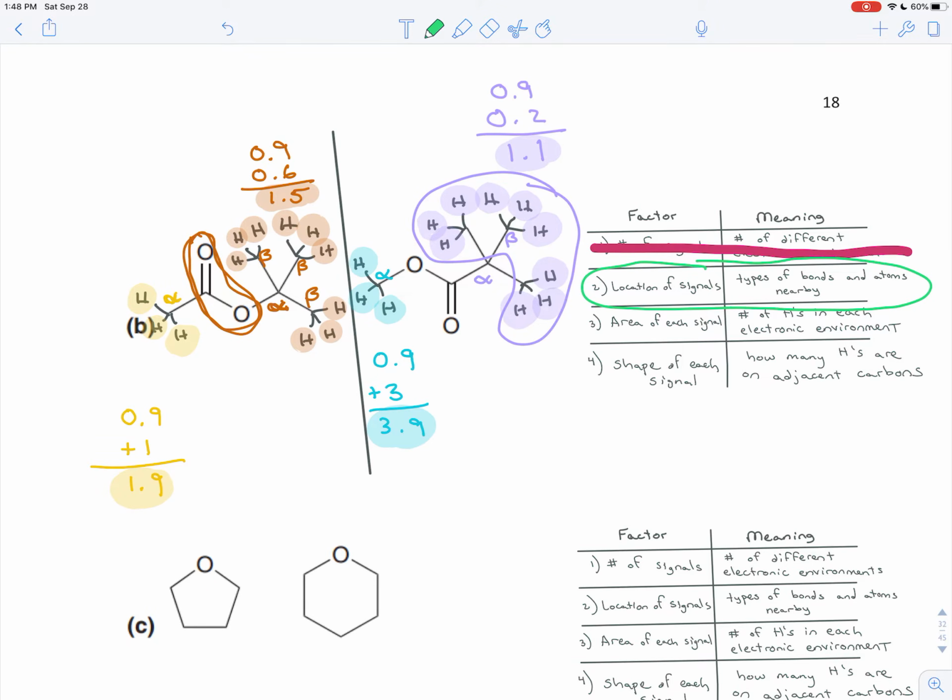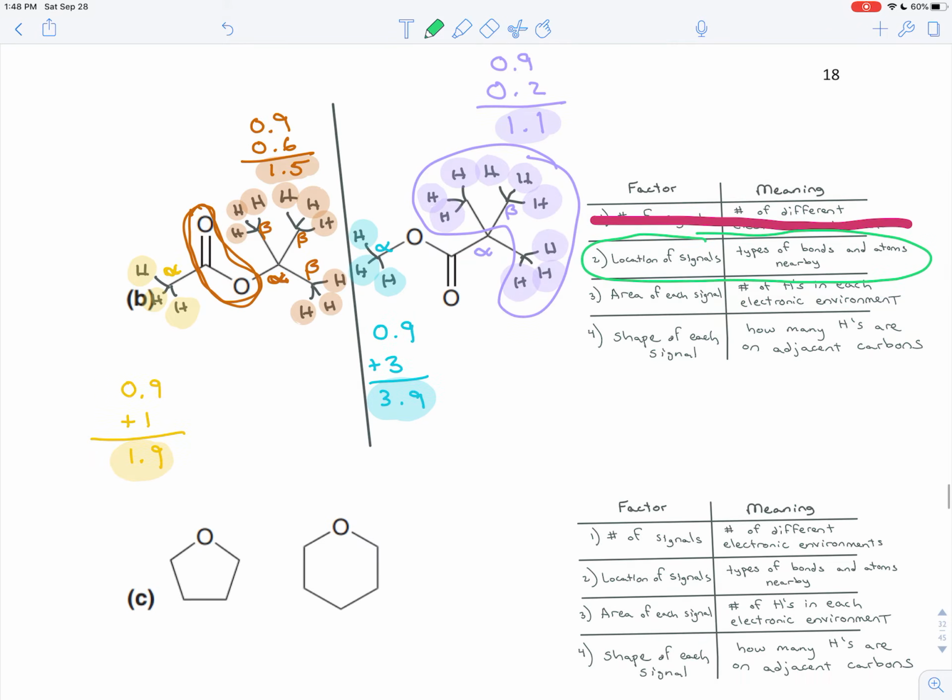And you wouldn't just want to say you can use the location of the signals, you would want to say where those locations would be to justify your assertion that you can tell the difference between the molecules based on the location of the signals.